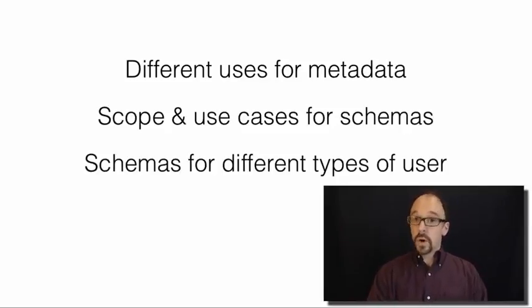Also, we looked at Darwin Core and EXIF, which are also descriptive metadata schemas, but with completely different scopes, describing completely different kinds of resources for different users, for different user communities, etc.